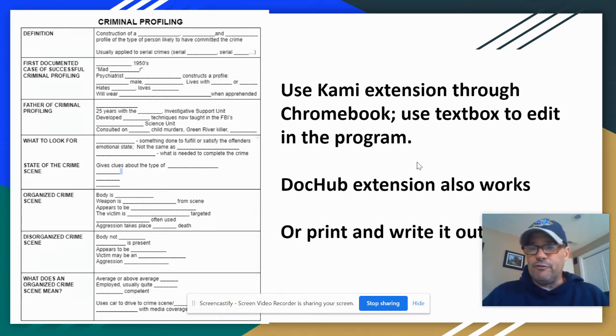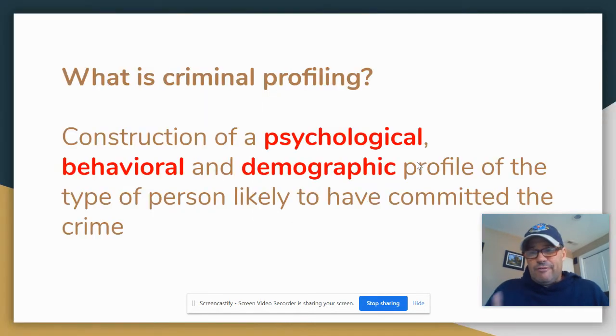All right, so we're going to do the first part of the unit here, and first off, define criminal profiling. It's constructing a psychological, behavioral, and demographic profile of the type of person most likely to have committed a crime. Remember, demographics just means your age, your sex, race, things like that. But the key part for us is that psychological and behavioral profile, using psychology to say, when we look at this crime scene, what does it tell us? And what does it tell us about the person who did it? So therefore, we can capture them. That's the idea behind it.